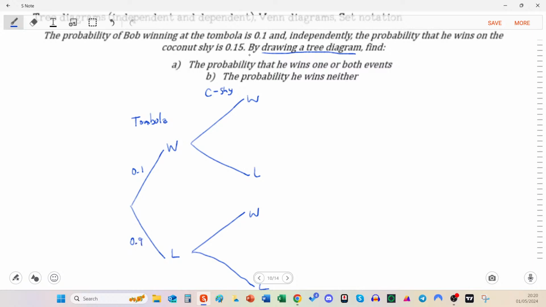And with the coconut shy, it says independently. That means that it's not affected by what happened before. So if he wins on the tombola, that's not going to make him any better at winning the coconut shy.